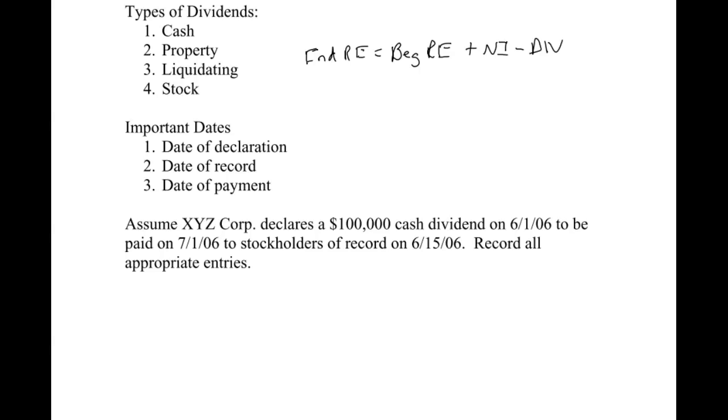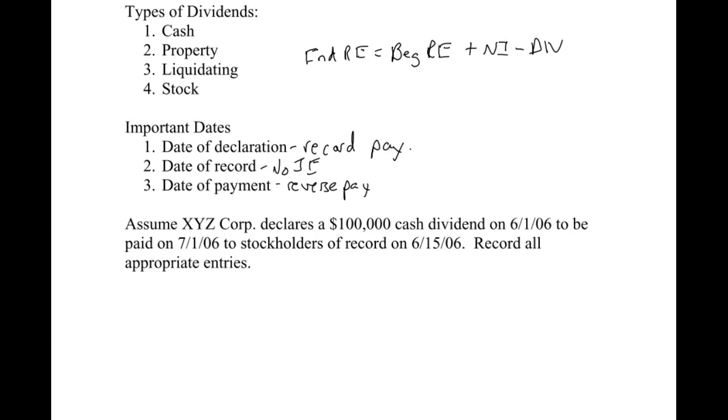A couple of important dates here. Date of declaration: on this date, we are going to record the payable. Companies become legally liable when they declare a dividend to pay it. The date of record just means all shareholders as of this date will receive the dividend. There's no journal entry for the company on this. And on the date of payment, they just reverse the payable and send out the checks. So the accounting is not terribly difficult.